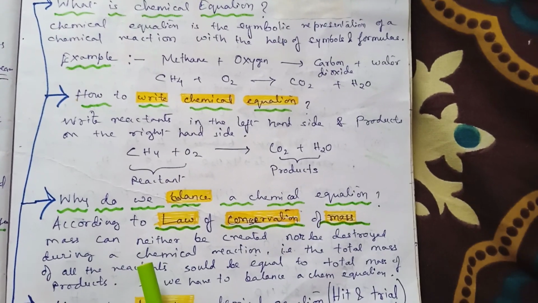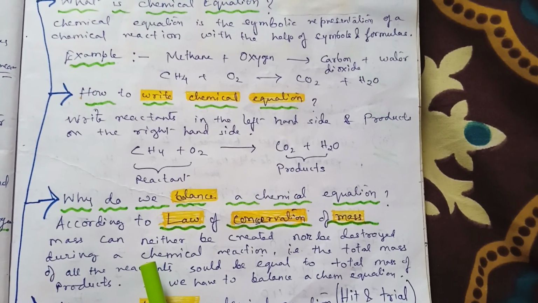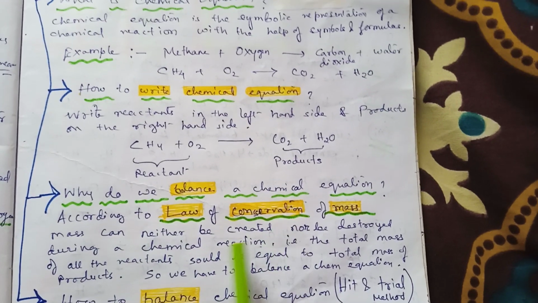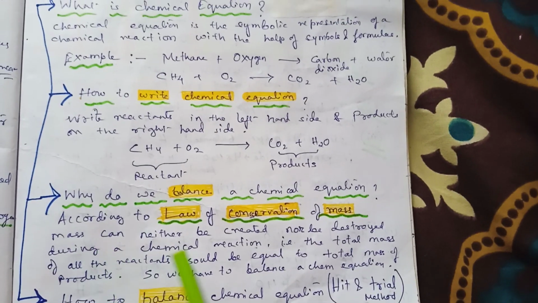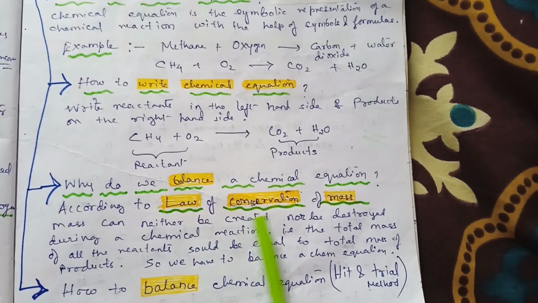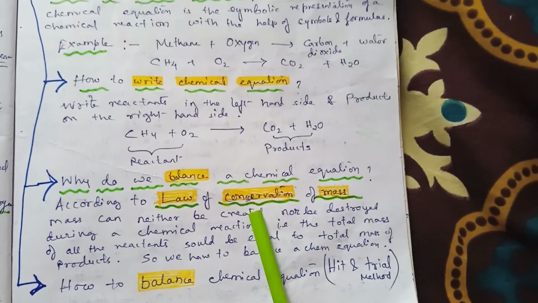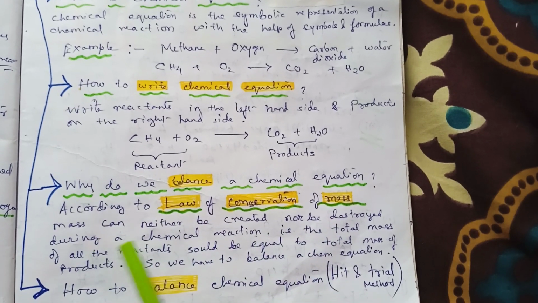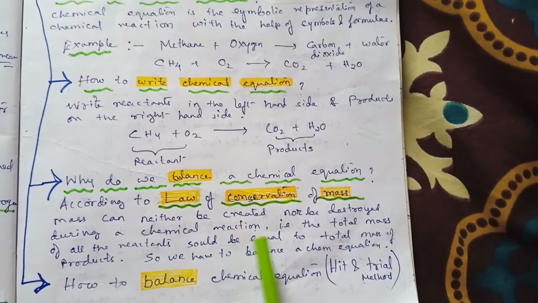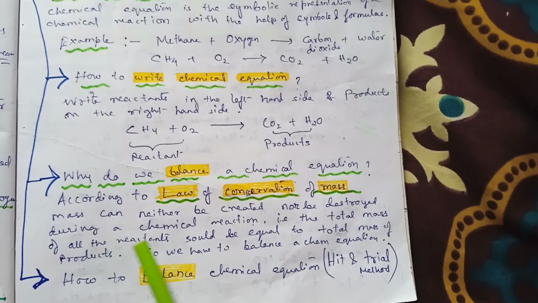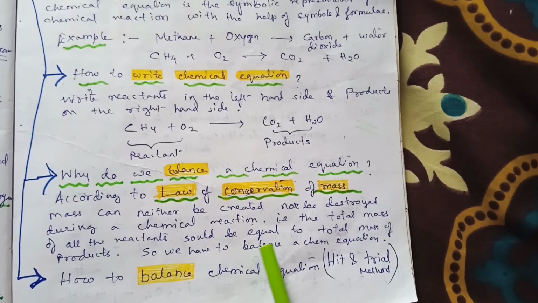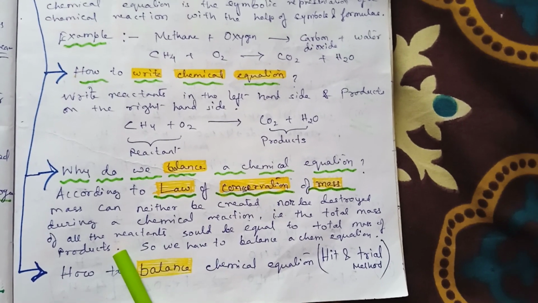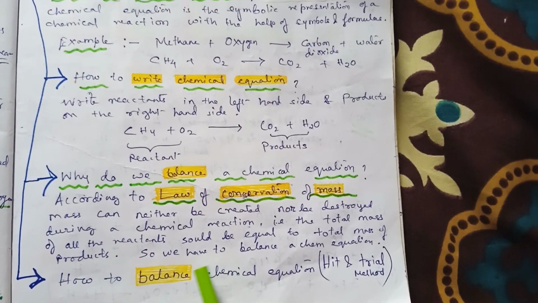Now come to balancing a chemical equation. First of all, we want to know why we balance a chemical equation. There is a law known as the law of conservation of mass, which states that mass can neither be created nor destroyed during any chemical reaction. That means the total mass of all the reactants should be equal to the total mass of all the products. So to do that, we have to balance a chemical equation.